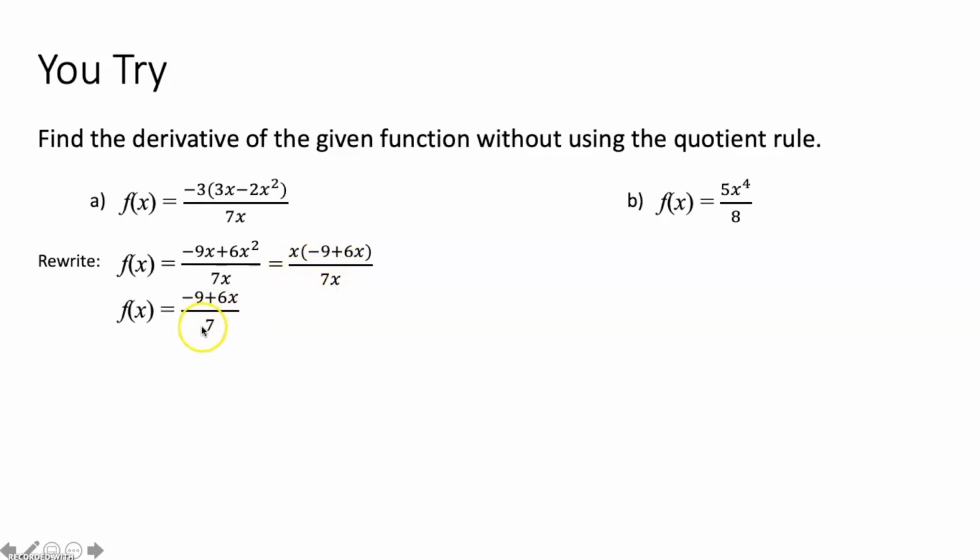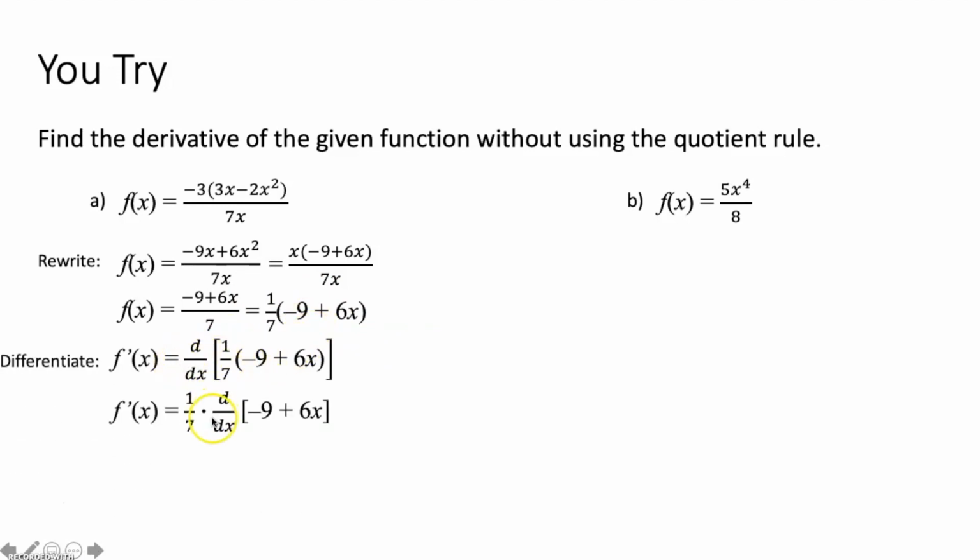So now I don't have a variable in the denominator, which means I can rewrite this as 1/7 times the quantity, -9 plus 6x. Now when I take the derivative of this, I see that I don't require the quotient rule. All I have to do is just take that 1/7, move it out front by the constant multiple rule, take the derivative of each term here. Derivative of -9 is just 0. Derivative of 6x is just 6 times 1, because I just take the derivative of x, which is just 1, and then multiply it by 6 by the constant multiple rule. Here, 0 plus 6 times 1 is just 6, and then 6 times 1/7 is 6/7.